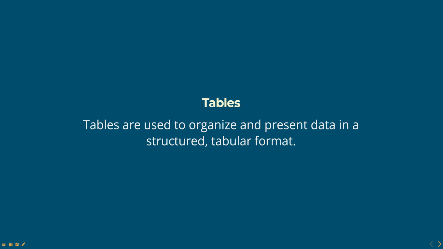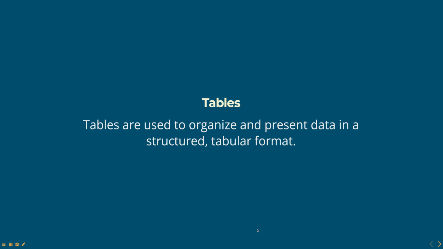In HTML, tables are used to organize and present data in a structured, tabular format. They are created using the table tag and its related tags: tr for table row, th for table header, td for table data, and caption for table caption.